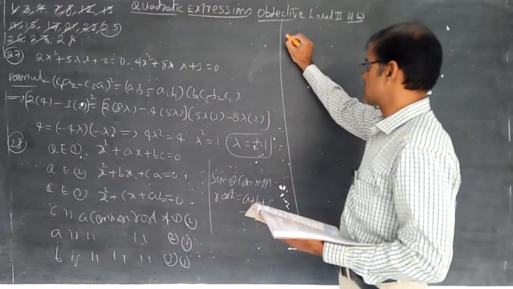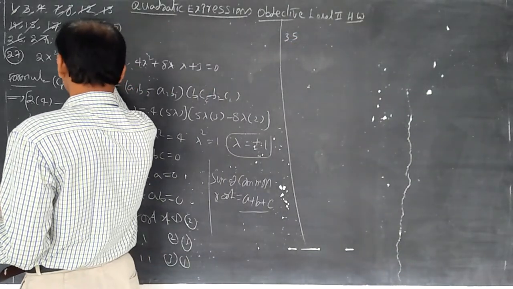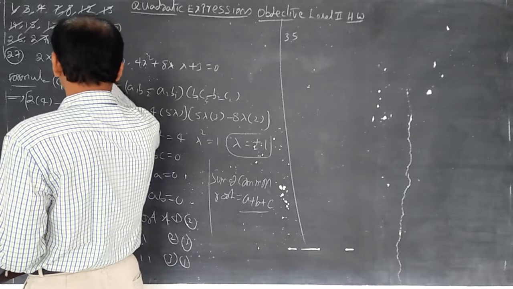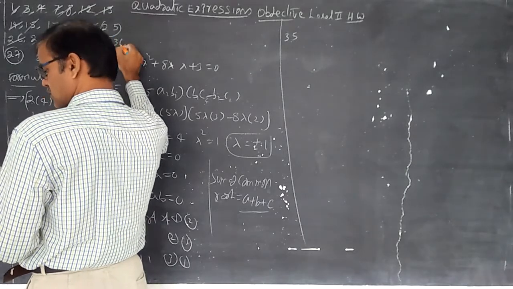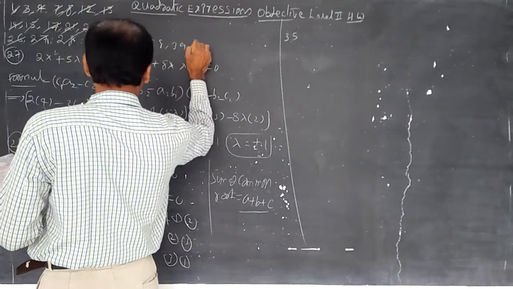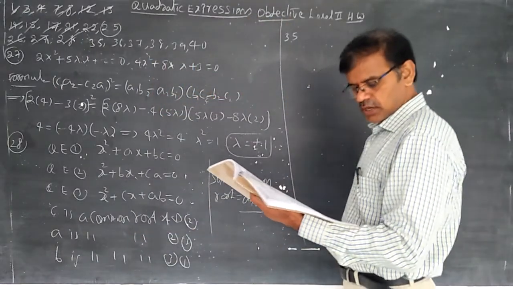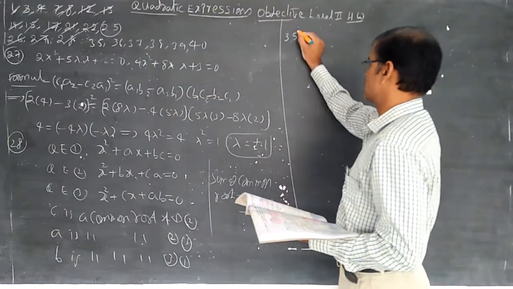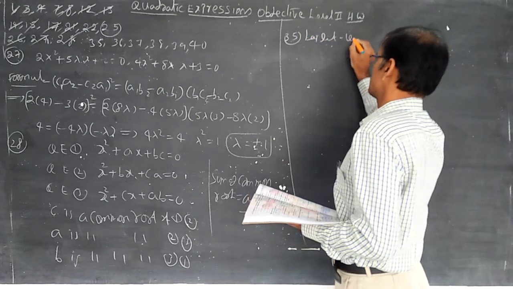For the location of roots, questions 31, 32, 33, I said to use the sign of the expression concept. Let us discuss question 35. 28 is completed. Next, I am writing 35, 36, 37, 38, 39, 40. Question 35: the largest negative integer.